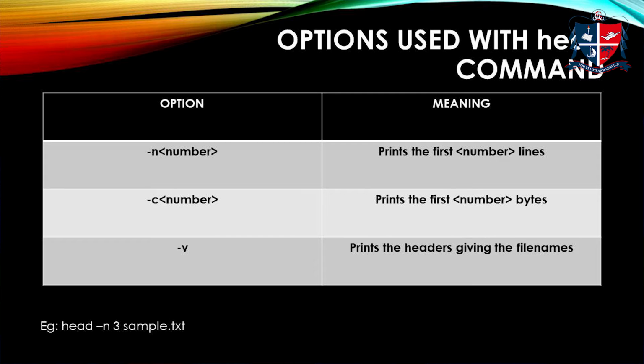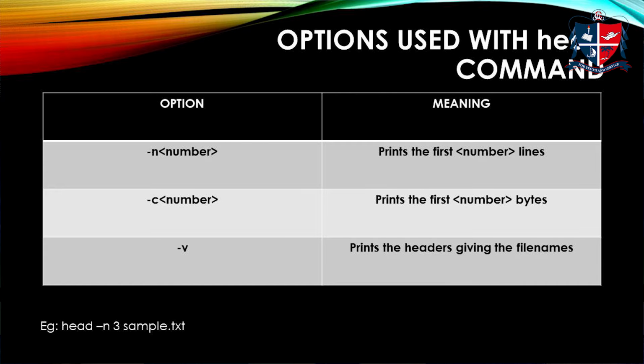The last one is minus v. When used with the head command, it will print the headers along with the file name. One example is given: head minus n 3 sample dot text. Minus n is for printing the first specified number of lines, so the number specified is 3, and the first 3 lines will be printed.